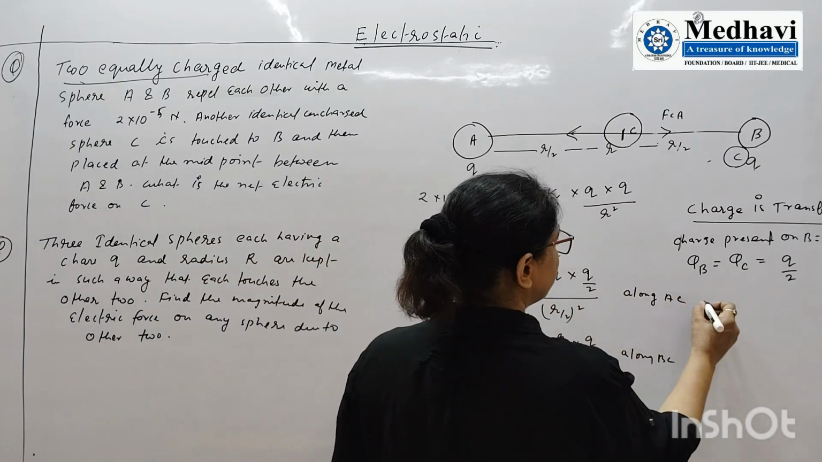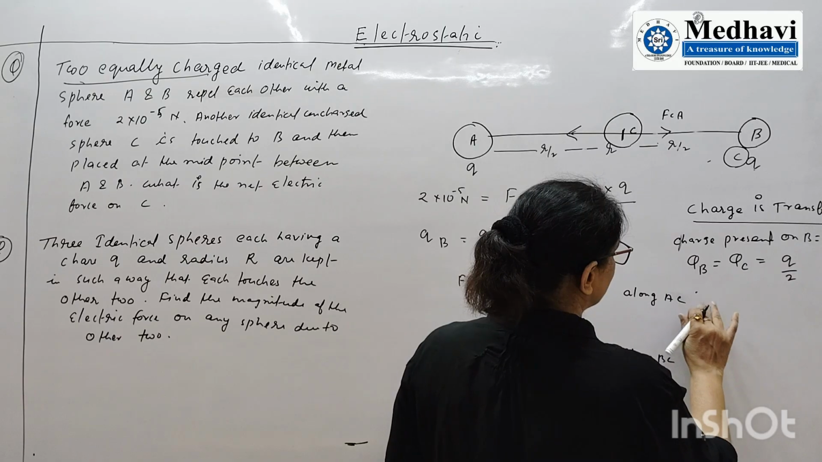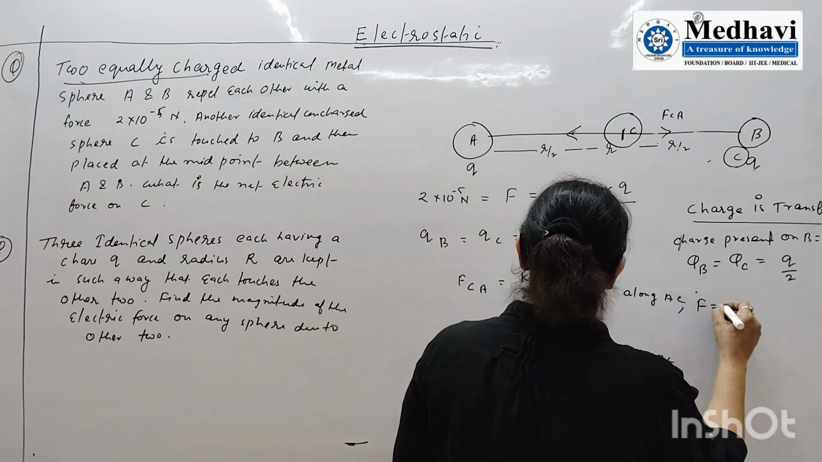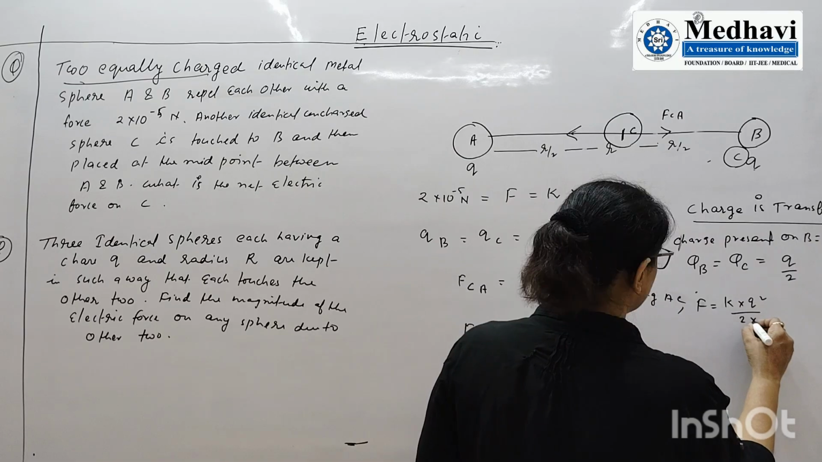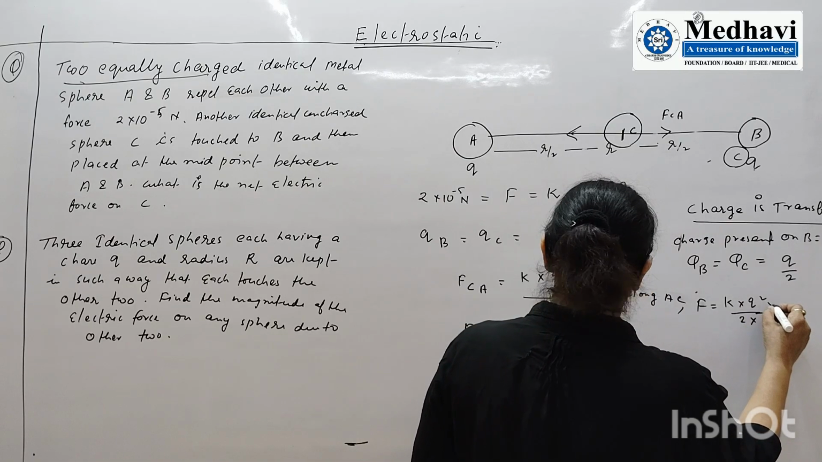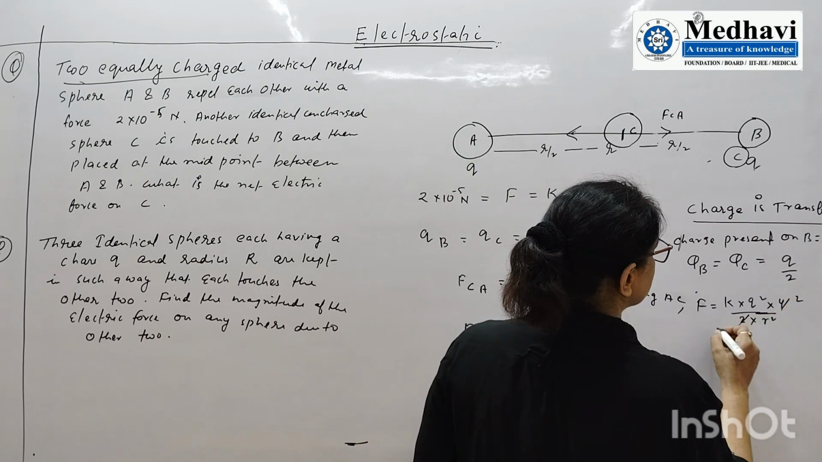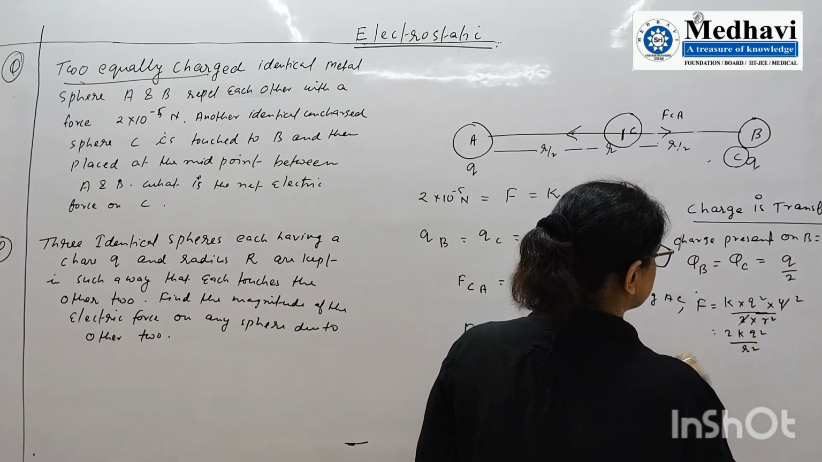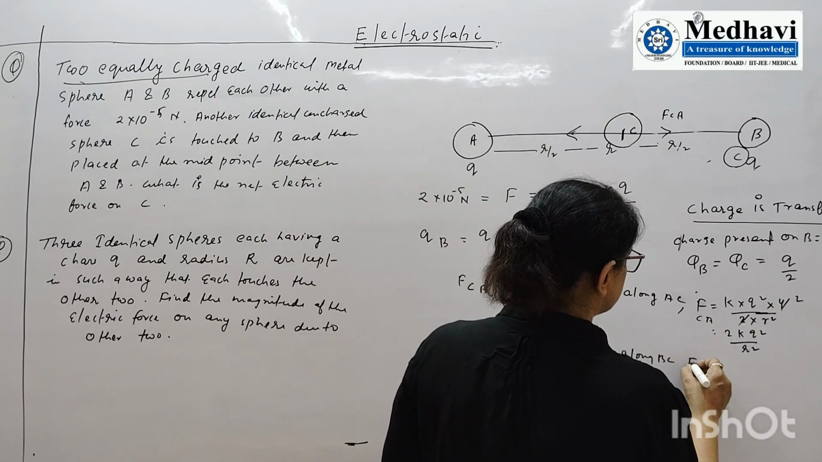So first we calculate this value. This value is K, that is force is equal to K Q square by 2 into R square by 4. So this will be cancelled, so we can say 2K Q square by R square. This is the first force, force on C due to A, and force on C due to B.